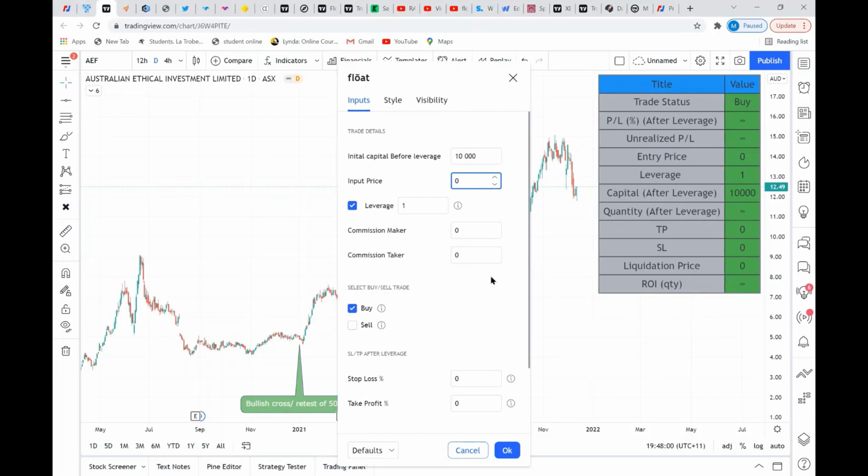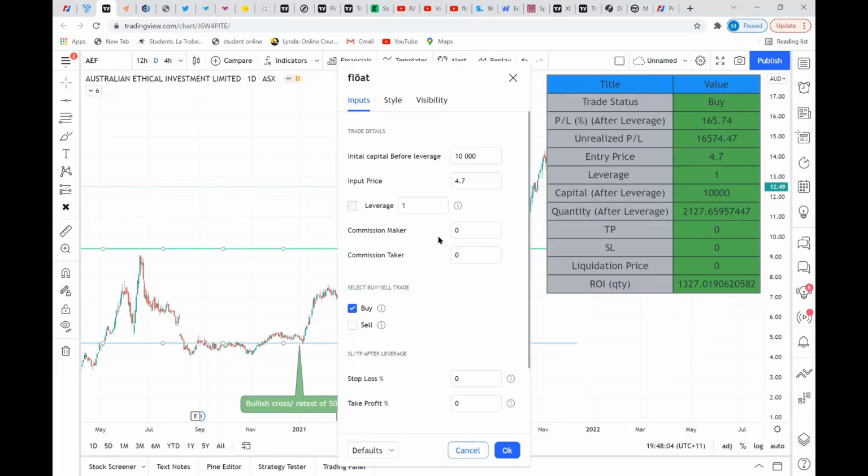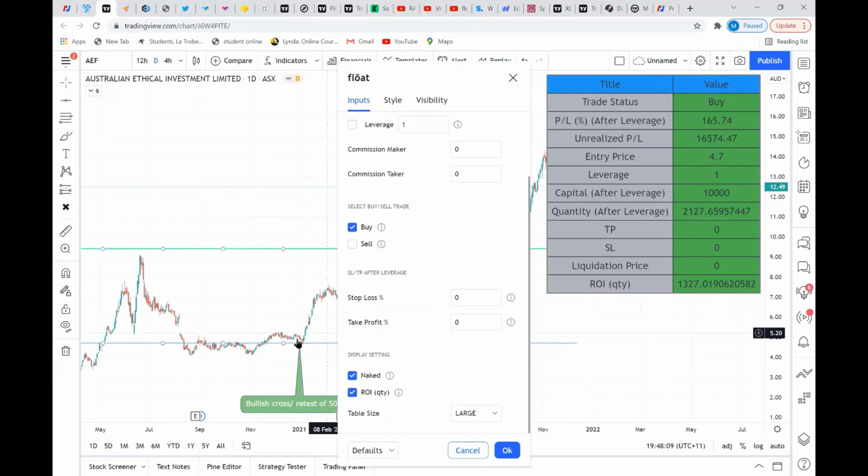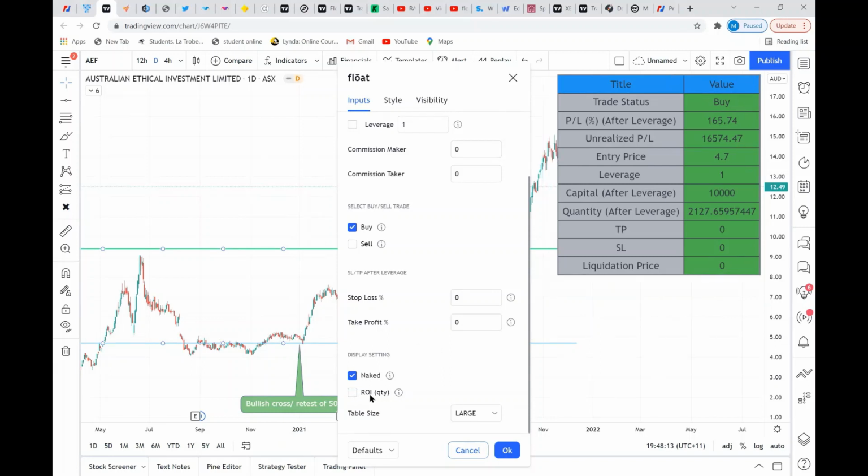I was in a $10,000 trade. I entered at $4.70. I had no leverage on the position. It was a buy. I had no stop loss or take profit in place. I don't need the ROI on because it's not a futures trade.